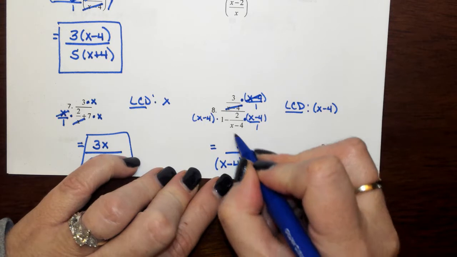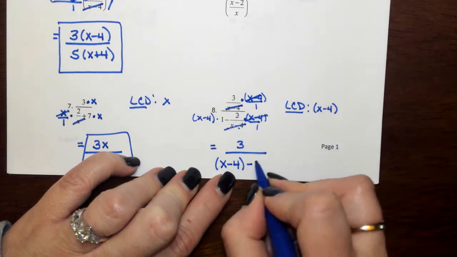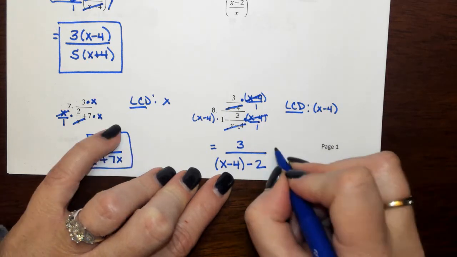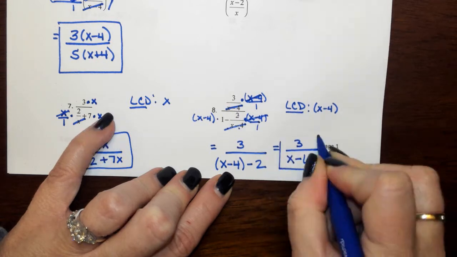Minus. Again, I have to multiply 2 over x minus 4 by the LCD. The x minus 4s are going to go away, so I'm left with a 2. So when I combine like terms in the denominator, I'm left with 3 over x minus 6.